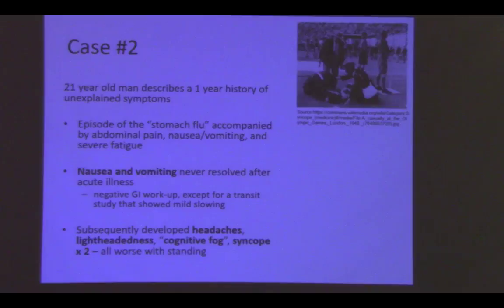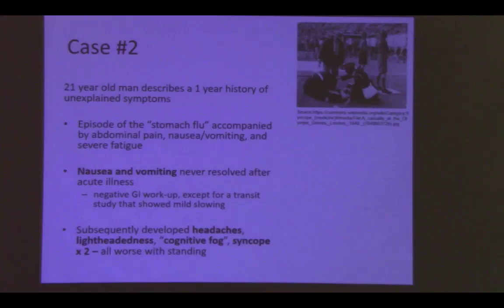So here's another case. There's a young man who's had about a year of unexplained symptoms. He started off with a stomach flu that he didn't really feel like he recovered from. This was a pretty classic gut bug where he had nausea and abdominal pain and some diarrhea and vomiting and was very fatigued, but he didn't fully resolve after the acute course of this illness, and he continued to have this nausea that was fairly chronic for months and months afterwards.